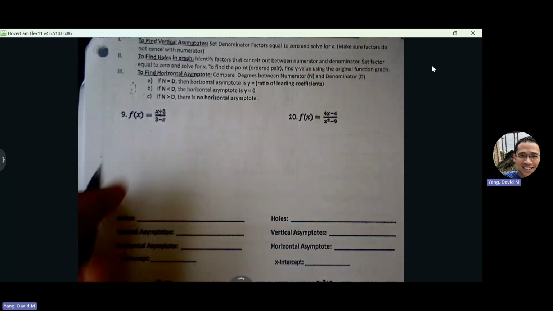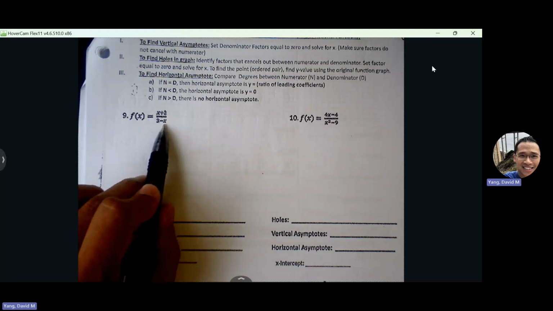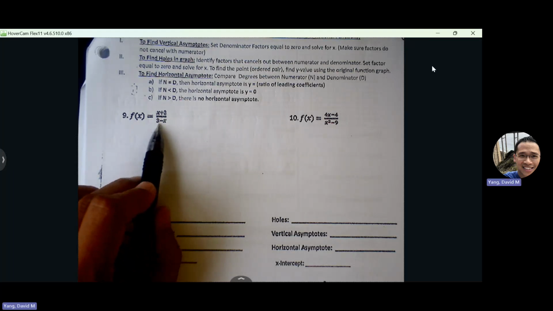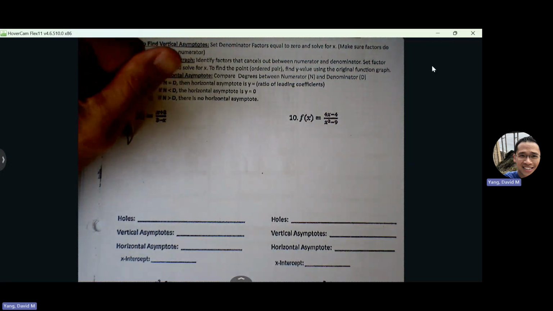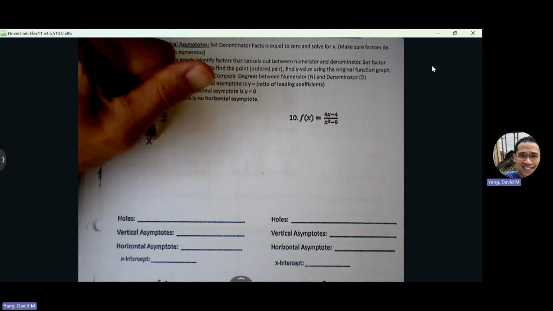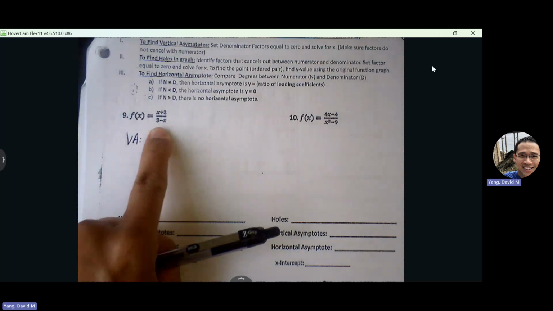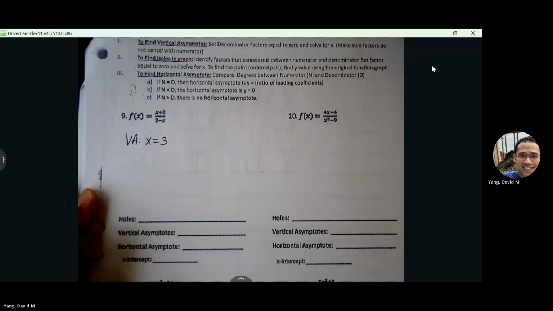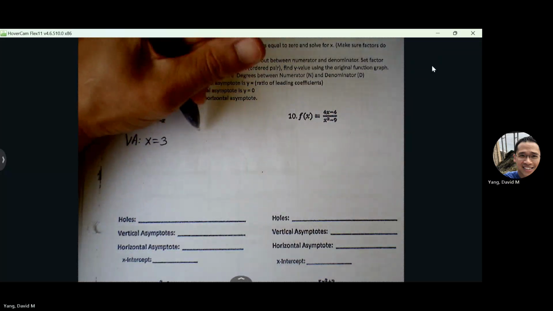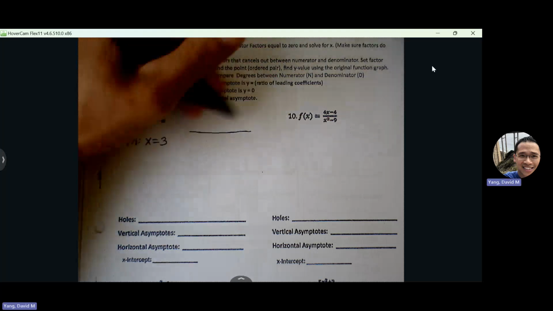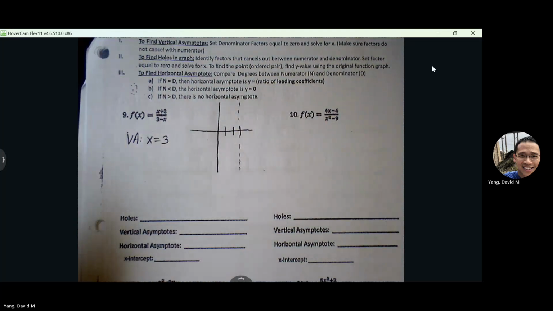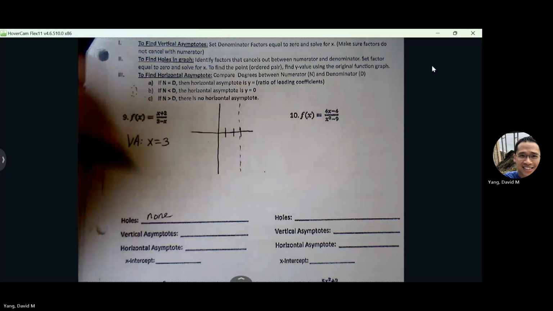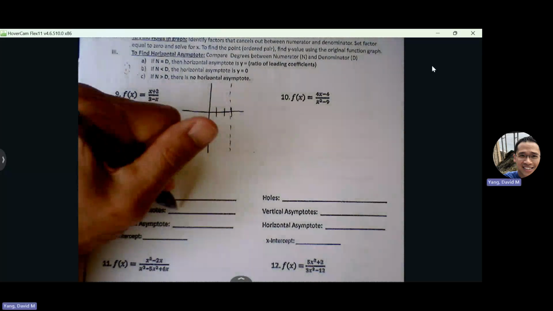Okay, so for number 9, we see there are no factors that cancel out. So we know there's no hole. But the 3 minus x in the denominator is telling us that there is a vertical asymptote. So there's a vertical asymptote at x equals 3. We just simply set that 3 minus x equal to 0. And so we know at the very least, the graph is going to look something like this. Okay, no holes. Vertical asymptote at x equals 3.